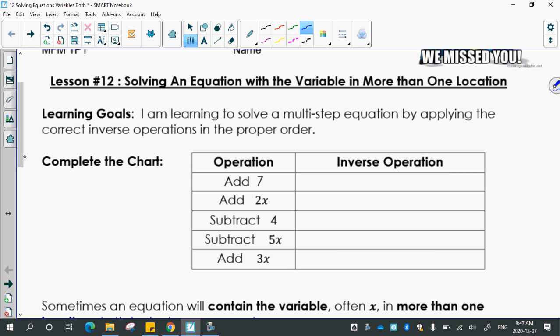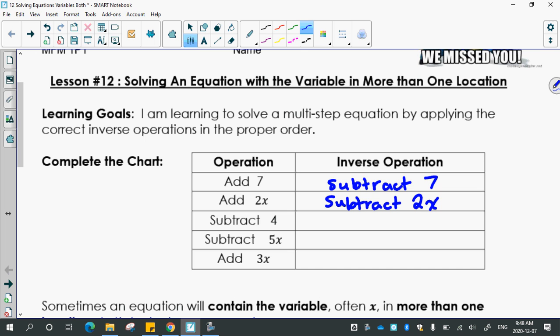So we're still looking at what an inverse operation is. Add 7, subtract 7. But here's one we haven't encountered before. What would be the inverse operation of adding 2x? Add 2x, how could you undo add 2x? Subtract 2x, good. So we've never had to subtract a term that had an x in it before, but we will today, okay?